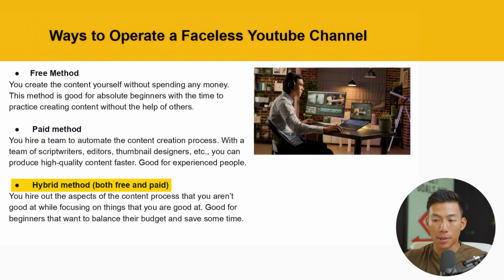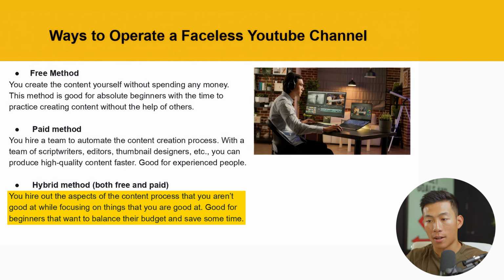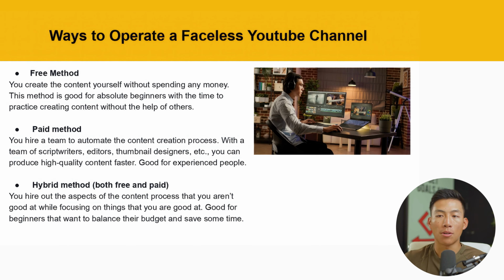And then there is the hybrid method. This is going to be both free and paid, and this depends on what you want to hire out. You can hire out certain aspects of the content creation process that maybe you don't like or that you're not good at. That way you can focus on things that you do like to do or things that you're good at. So for example, if I really like doing voiceovers and script writing, creating a story, then I can do that myself. But if I really hate editing or am really bad at editing, that's when I can hire somebody else to do that for me. So if you're a total beginner, I recommend the free method.